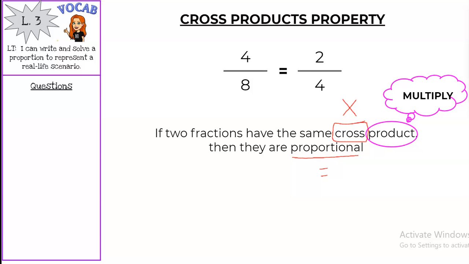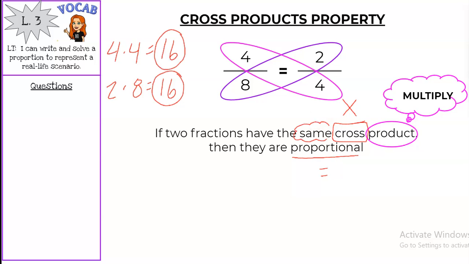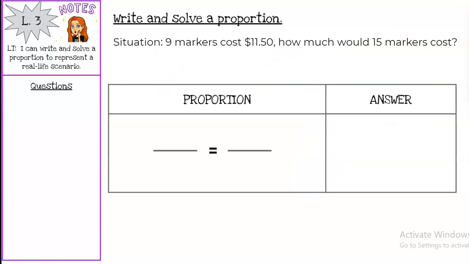So when we look at our first cross, we have 2 and 8. So we're going to multiply 2 and 8. So 2 times 8 equals 16. So 16 is the product of the first cross. And then we have our second cross, 4 and 4. So we do 4 times 4, which is also 16. So as you can tell, they have the same cross product. That means those fractions or ratios are proportional. So we're going to use that to help us solve our proportions after we write them today.